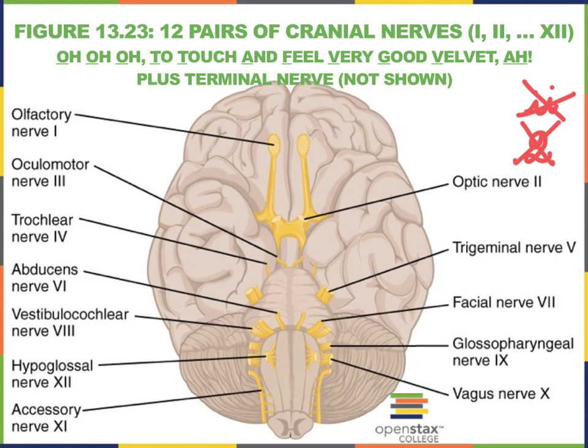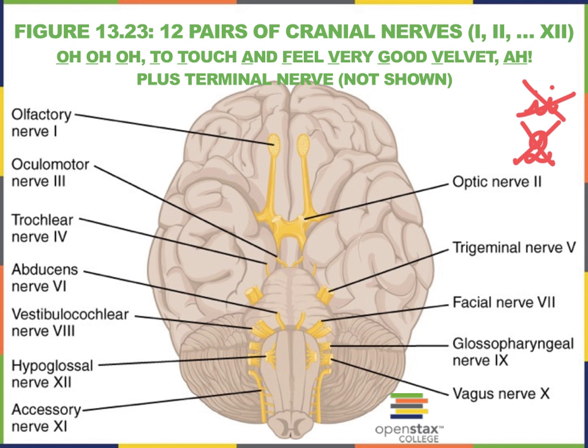So you can continue to go down the line. Here we have the oculomotor nerve, which is number three, the trochlear nerve, the abducens, the vestibulocochlear, I forgot the facial nerve and the trigeminal nerve for five and seven. If we go to number nine, we go to the glossopharyngeal nerve. Then we get to number 10, the vagus nerve. 11 is the accessory nerve, and 12 is the hypoglossal nerve.